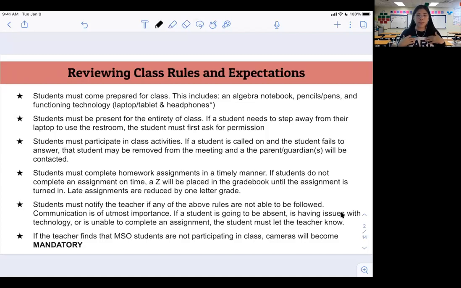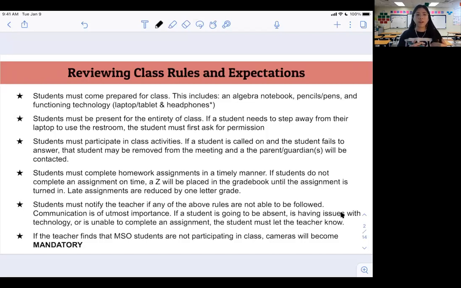If I was in front of you at school, you wouldn't just get up and go to the bathroom. You have to ask me first. And most of the time I'll say yes. I really don't mind. I understand that sometimes you gotta go and that's fine. But the important thing is that you tell me first because then I know that you had to step away. And if I call on you and you don't answer me, I know where you are.